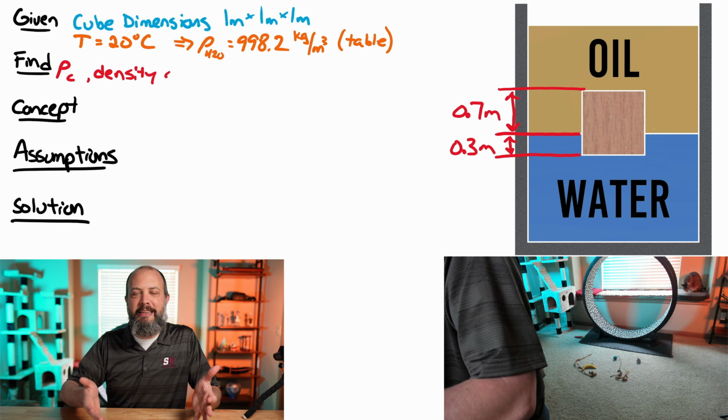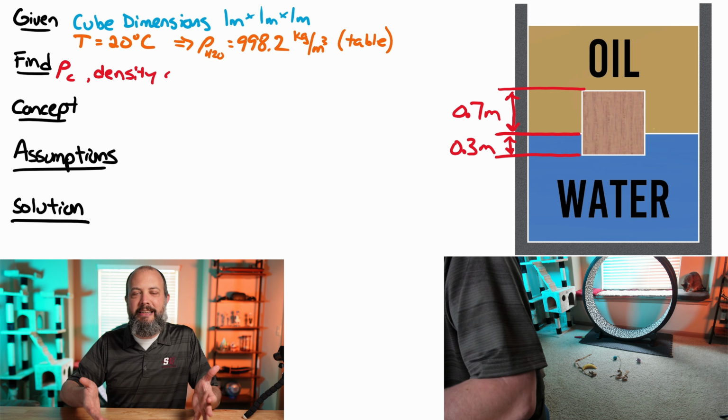So put in the density of water, 998.2 kilograms per meter cubed. The volume of water displaced is going to be the cross section of the box, 1 meter by 1 meter, times 0.3 meters, the depth of just the water. Not the entire cube, only the part of the cube that's displacing the water.